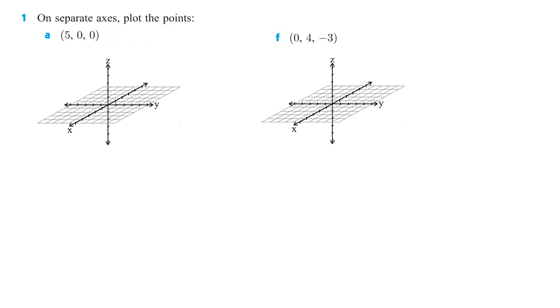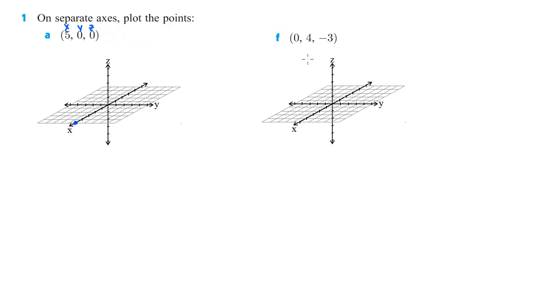I'm going to take you through some of the problems on the 9A assignment. First one we're going to take a look at here is number 1. On separate axes, plot these points. So for 1A, it's 5, 0, 0. The first one's X, the second one's Y, the third one is Z. X is forward, Y is to the left and right, Z is up and down, and X is front and back. So that's positive 5, so that means we're going to go forward 1, 2, 3, 4, 5. There's 5. And it doesn't go left or right, and it doesn't go up or down. So there is our point 5, 0, 0.